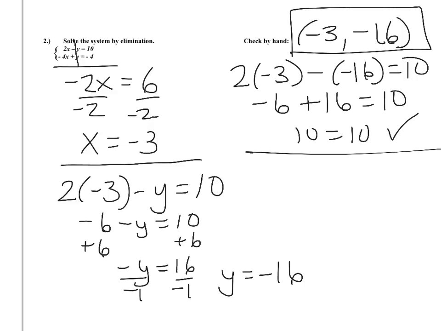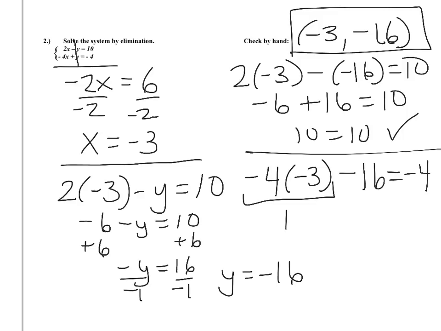So we got to check the second one. So I'm going to do -4 times -3, because that's your x value, plus -16. I'm just going to write minus 16, because plus a negative is just minus, equals -4. And then I'm going to do -4 times -3 is positive 12. Positive 12 minus 16 equals -4. That's a true statement. -4 is equal to -4. So the check works out. All right, let's try the next one.